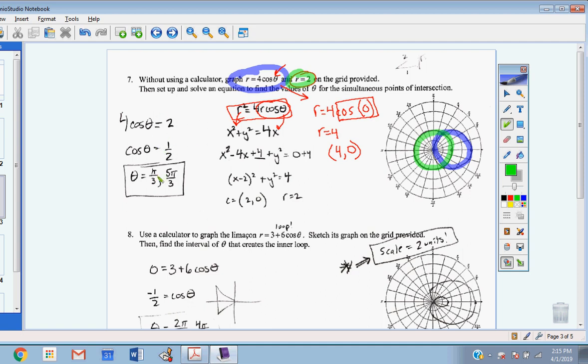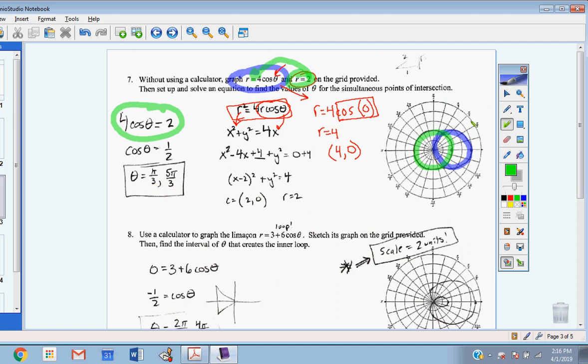We can think about setting the two equal to each other. So where did this come from right here? We have 4 cosine theta, and that equals our r value of 2. We're just substituting it in there. Divide by 2, cosine of theta equals 1/2, and you got these two values here.